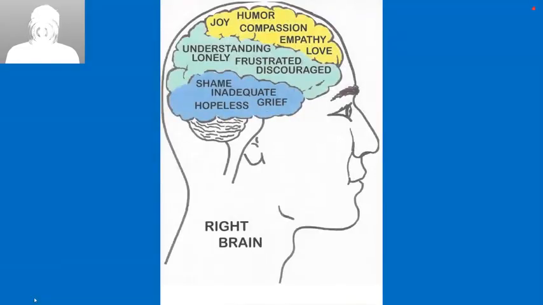The right brain then gets ignored, and this is where emotions are. The person, if you look at the top of the screen, they have humor and joy, compassion, empathy, love. They have very positive emotions, and most of us have a fair amount of those, that we do tell jokes every day. We have compassion for other people. We certainly are capable of loving other people.